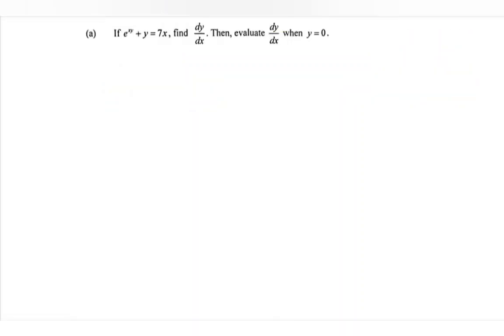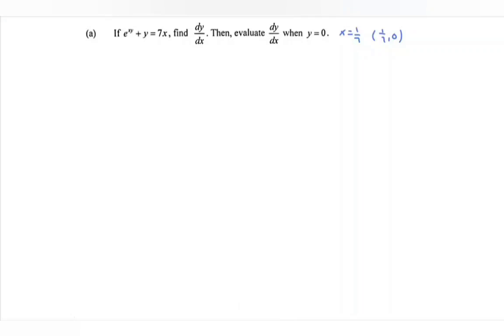Hello everyone, in this video I'm going to discuss an example for differentiation. So if e to the power xy plus y equals 7x, find dy/dx and then evaluate dy/dx when y equals 0. So before we start to differentiate, kindly evaluate the equation when y is equal to 0. So we will have 1 plus 0 equals 7x. So x will be equal to 1 over 7. So in here we have x equal to 1 over 7, or we can say the point (1/7, 0).